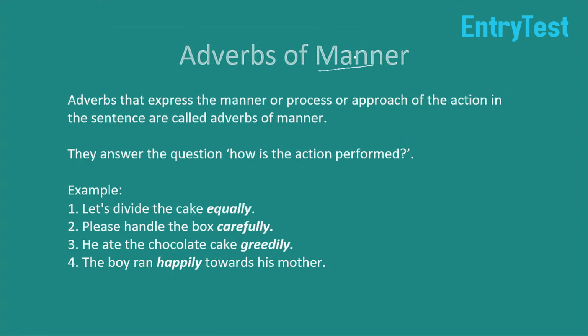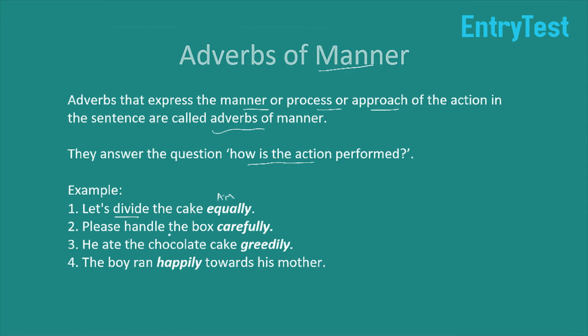Now as the name suggests, these adverbs are going to express the manner or process or approach of the action in the sentence, and these are called adverbs of manner. Let's see the question which adverbs of manner answer. How is the action being performed? Action कैसे perform हो रहा है? चलिए example देखते हैं. Let's divide the cake equally. So here the action is divide, and equally is how my process will go. Okay, so this is my adverb of manner.